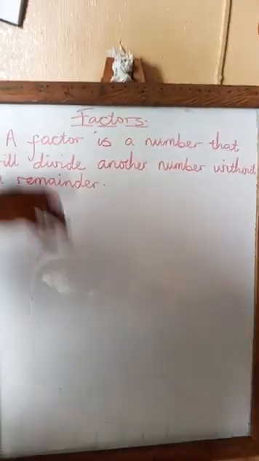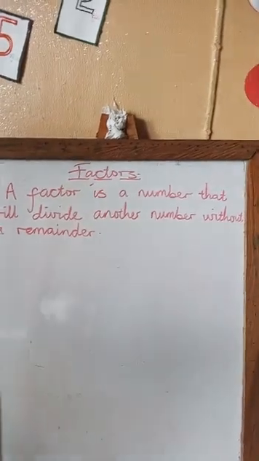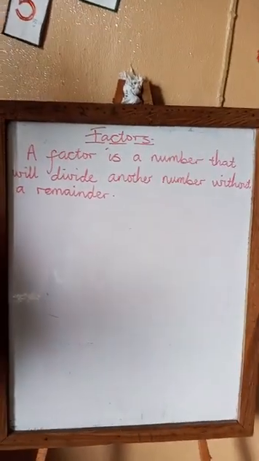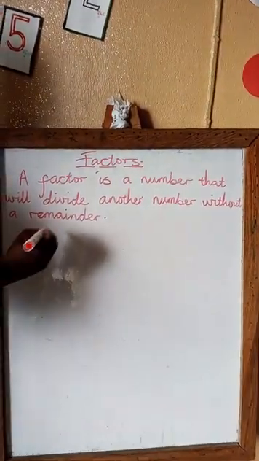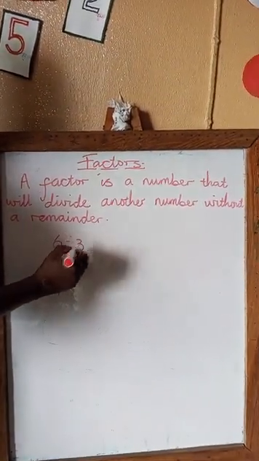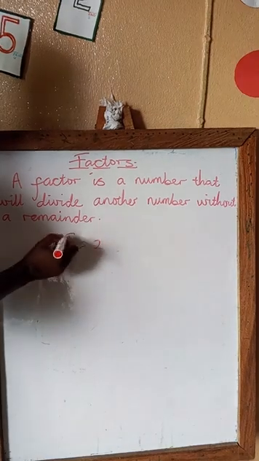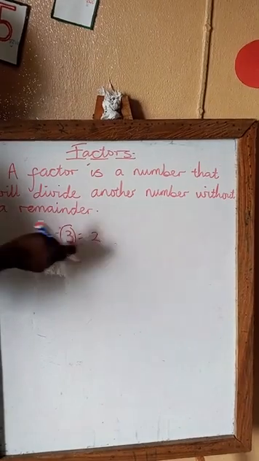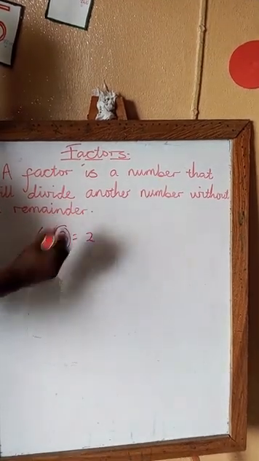Okay, today we're learning factors. What is a factor? A factor is a number that will divide another number exactly, without a remainder. Example, let's say 6 divided by 3. Our answer is 2. There is no remainder, meaning 3 is a factor of 6, because it will divide it without a remainder.